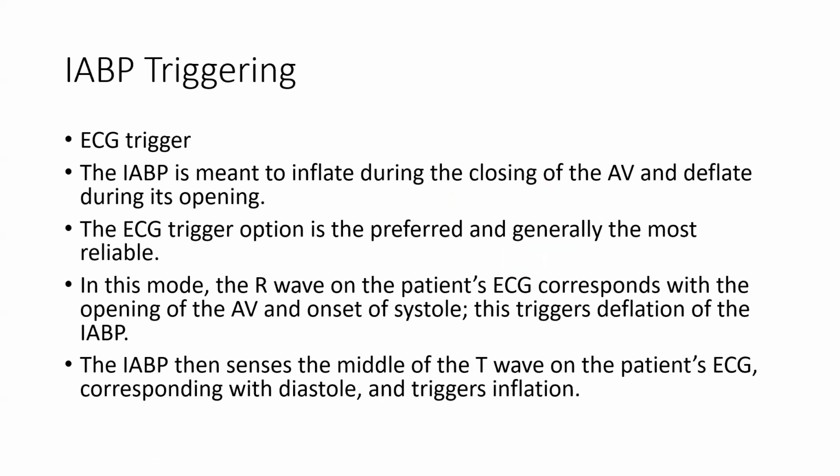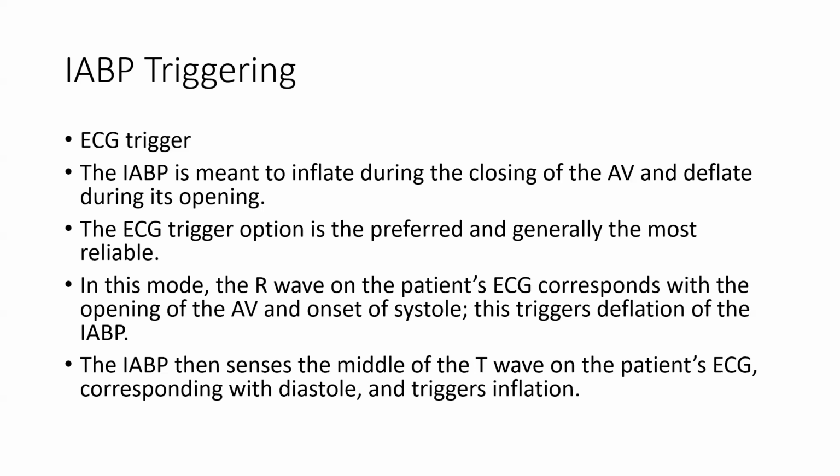So regarding IABP triggering, with ECG trigger, the IABP is meant to inflate during the closing of the AV and deflate during its opening. The ECG trigger option is the preferred and generally most relevant. In this mode, the R wave on the patient's ECG corresponds to the opening of the AV and onset of systole.